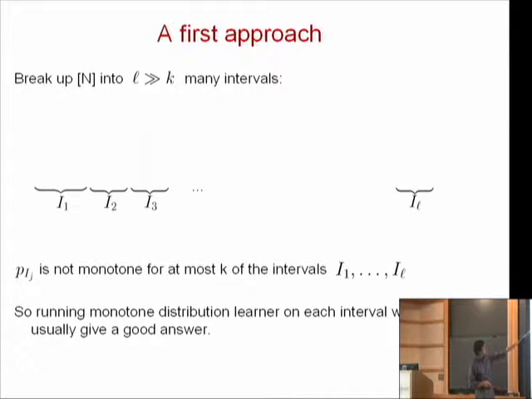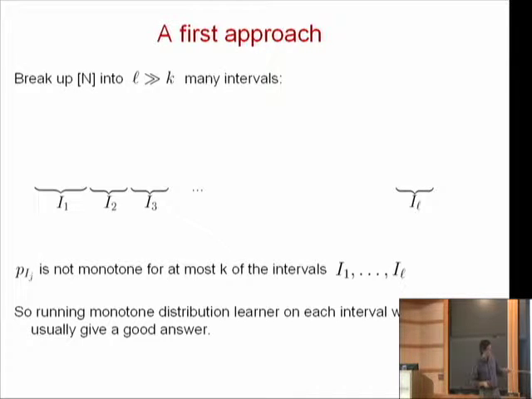Well, you could imagine breaking up the interval 1 through n into a lot of intervals, say L intervals, where L is going to be a lot bigger than k. So you just chop it up somehow. We have I1, I2, I3, and so on. Well, the distribution is k-modal. There are only k peaks and valleys. So at most, k of these intervals can have a peak or a valley in it. The other L minus k all have to be monotone. They're not going to have any peaks or valleys.